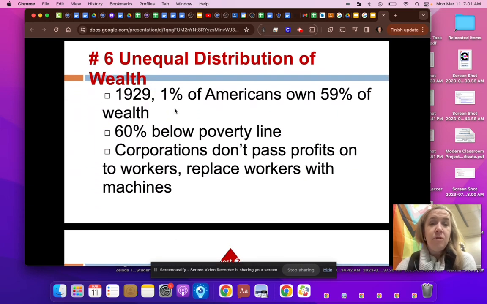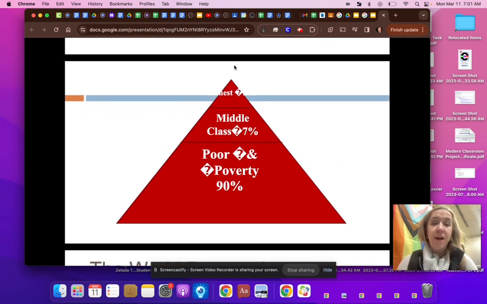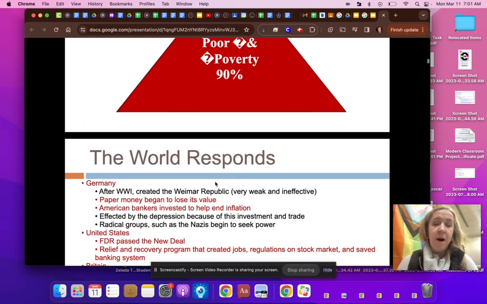Another cause was this huge unequal distribution of wealth. In 1929, 1% of Americans owned almost 60% of the wealth. Everyone else, so more than half of Americans, were below the poverty line. Remember, Herbert Hoover, when he was elected president in 1928, said that poverty would be eradicated during his presidency. It was the exact opposite. Corporations do not pass profits to their workers. They begin to replace workers with machines, which is a lot of things that we talk about today, actually. So you have the people at the top that have all of the money, the middle class, and the poverty and poor.